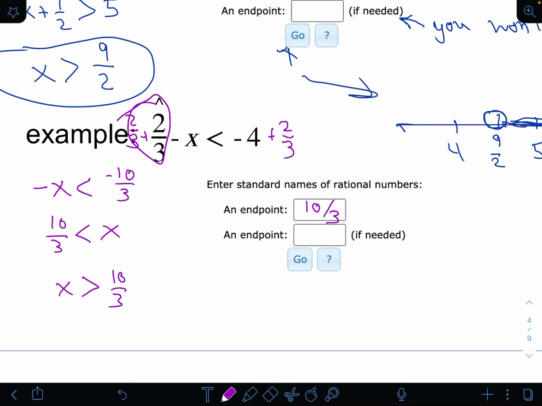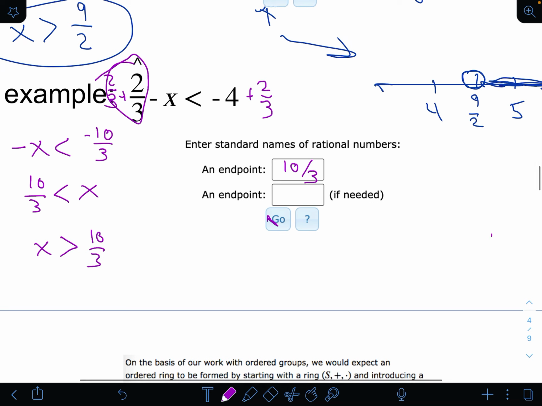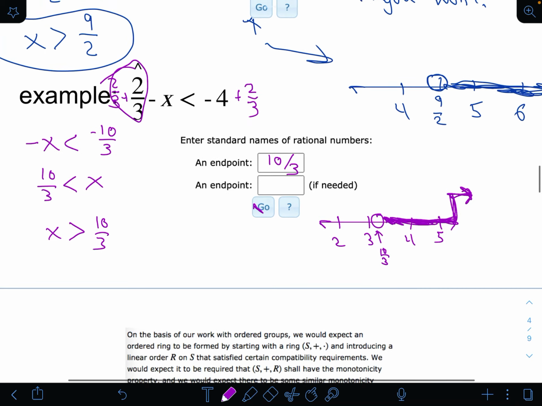So I put an endpoint at 10/3, click on the go button, and that should create a nice little number line for me here. And if I had 2, 3, 4, 5, I'll have something at, let's see, 10/3 is right about there. So call that 10/3, and the shading will be off to the right, like so, with the bent arrow, like so. All right.